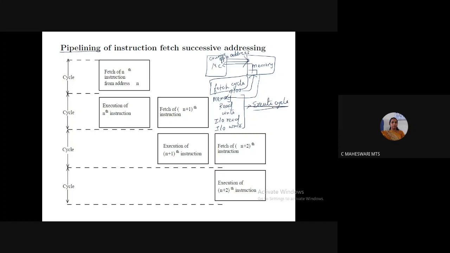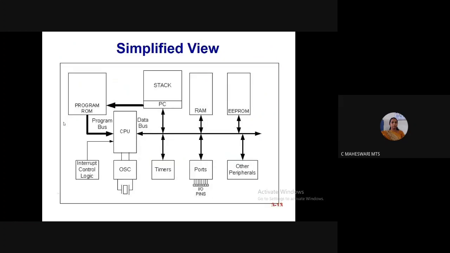Now, usually what happens is that while executing the nth instruction, you are simultaneously fetching the n plus 1th instruction, and then after the cycle you execute n plus 1 and fetch the n plus 2 instruction. Execution of the previous instruction and fetching of the next instruction being performed simultaneously is called pipelining. This is followed by the PIC18 microcontroller, not by the 8051 microcontroller. These are advanced features used in advanced microcontrollers.